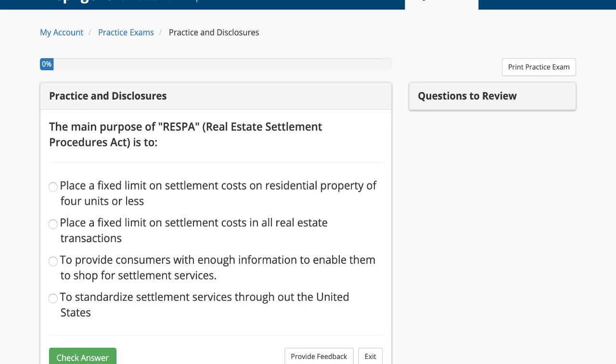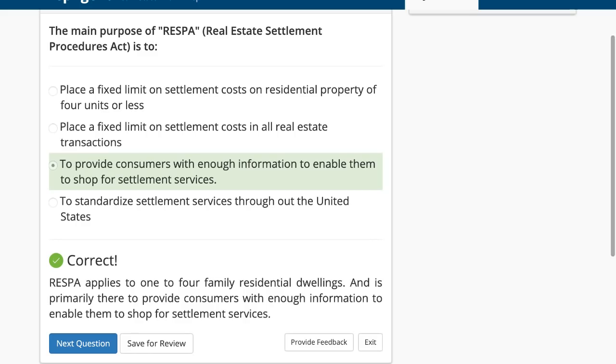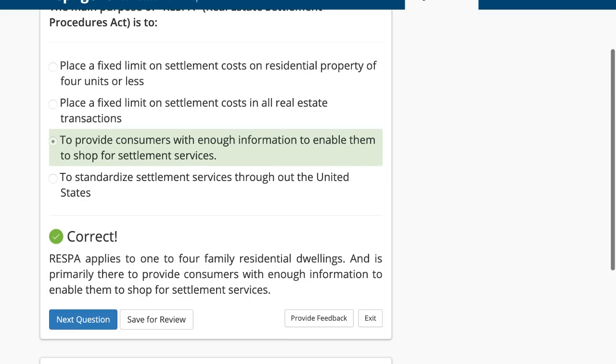The main purpose of RESPA, the Real Estate Settlement Procedures Act, is to: A, place a fixed limit on settlement costs on residential property of 4 units or less. B, place a fixed limit on settlement costs on all real estate transactions. C, provide consumers with enough information to enable them to shop for settlement services. Or D, standardize settlement services throughout the United States. What do you guys think? And the answer is C. Good job, everybody.